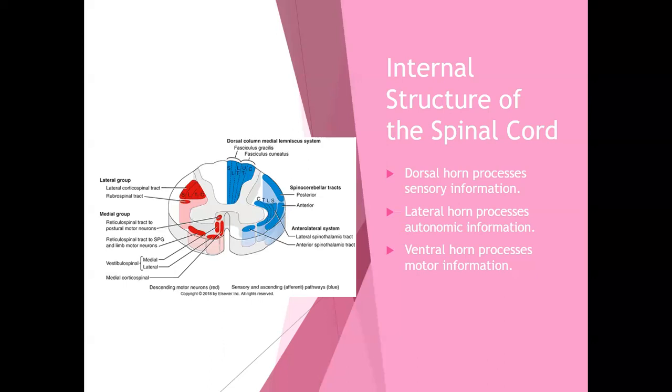So you can sort of think the dorsal horn processes sensory information. The lateral horn processes autonomic information, and the ventral horn processes motor information. When we start talking about spinal cord syndromes where certain areas of the cord are affected, this will make more sense. Or hopefully, this will help it to make sense.